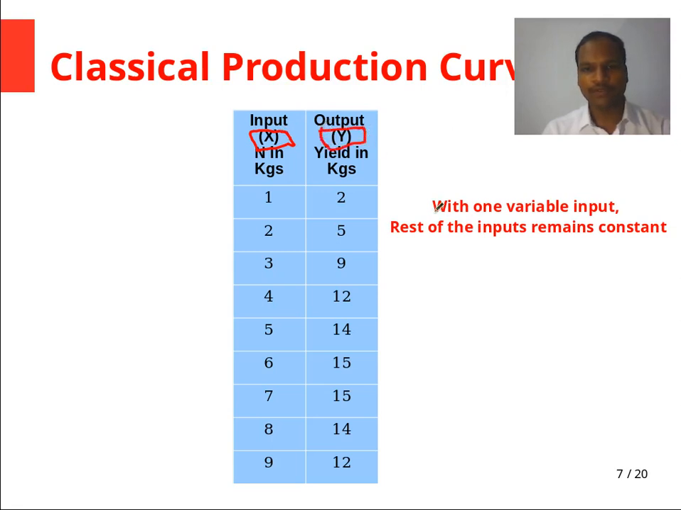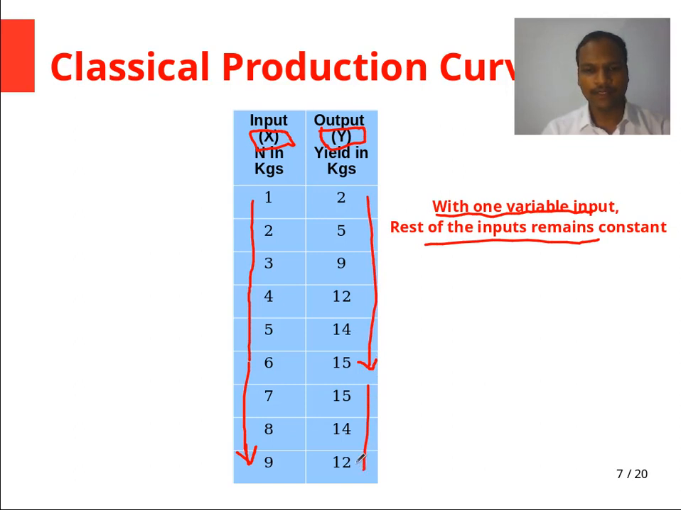So with the one variable input, the rest of the inputs remain constant here. We can see that when we increase the nitrogen used, the yield also increases up to a certain point. After that, the yield reduces. So it is the common nature.